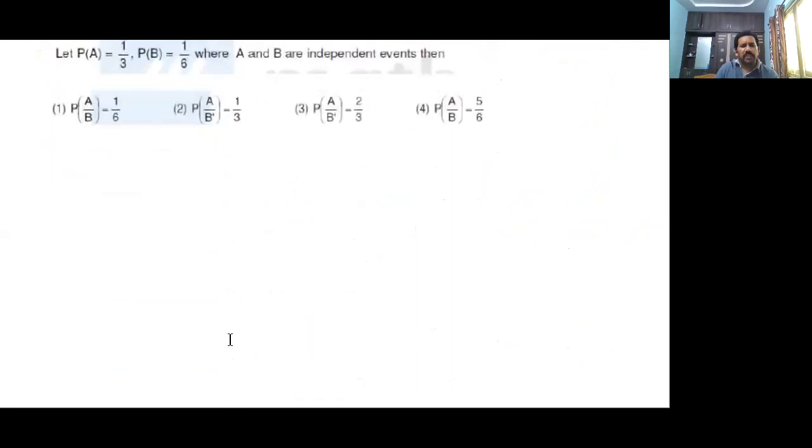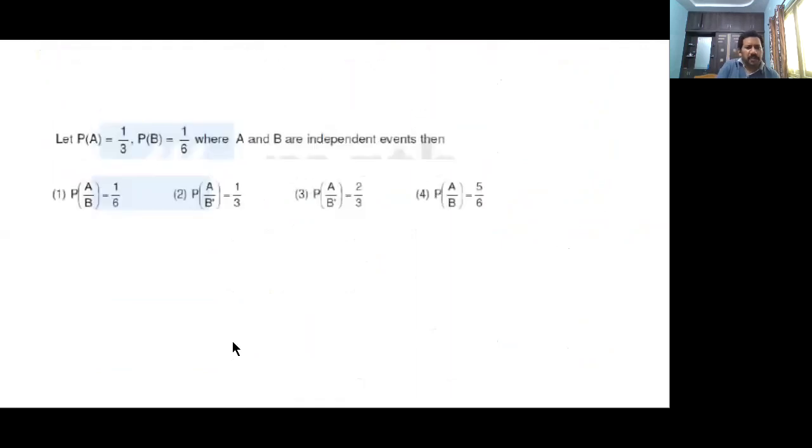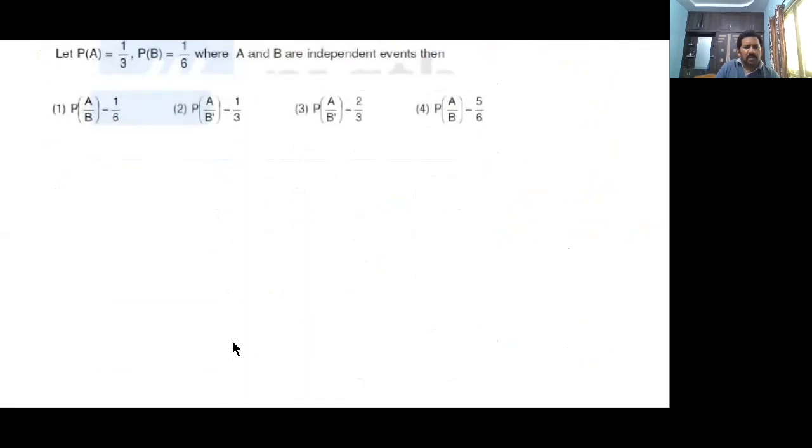See the second question in 2020 mains given. So the question is P of A is equal to 1 by 3, P of B is equal to 1 by 6, where A and B are independent events given. Independent events means what is the condition? P of A intersection B is equal to P of A into P of B. Now go to the options.